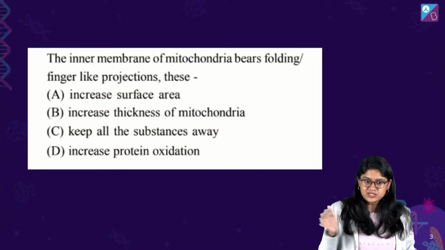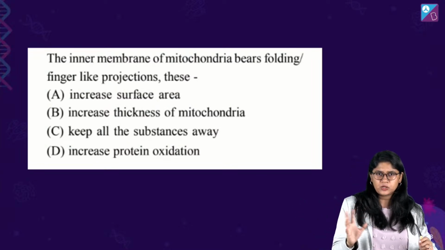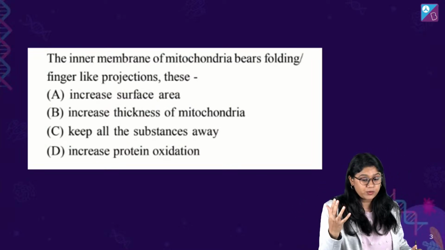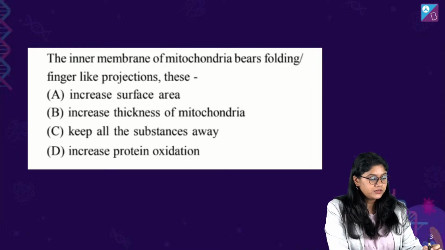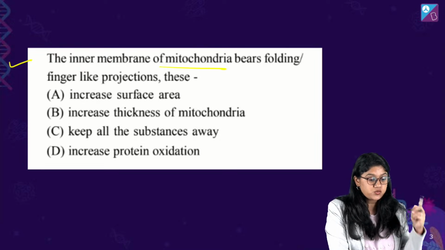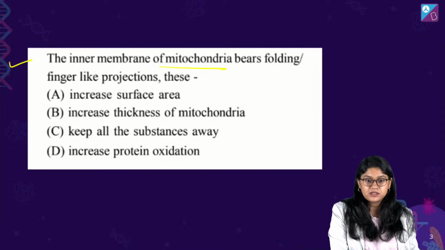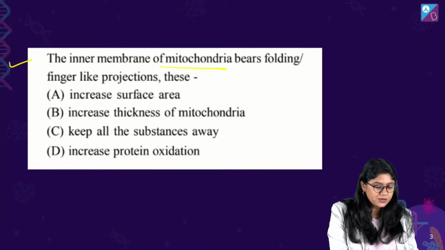So we have some questions. Yesterday I didn't have the questions for us to revise. Let's take a look at the question and quickly answer. The inner membrane of the mitochondria bears folding finger-like projections. These actually help in what? Increase surface area, increase thickness of mitochondria, keep all the substance away, or increase protein oxidation.